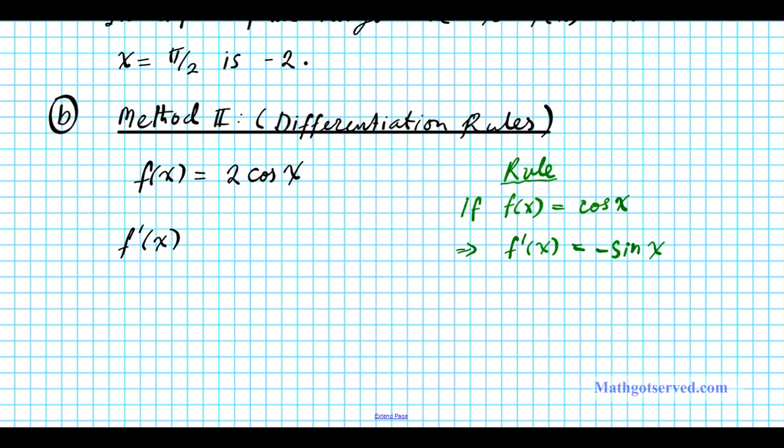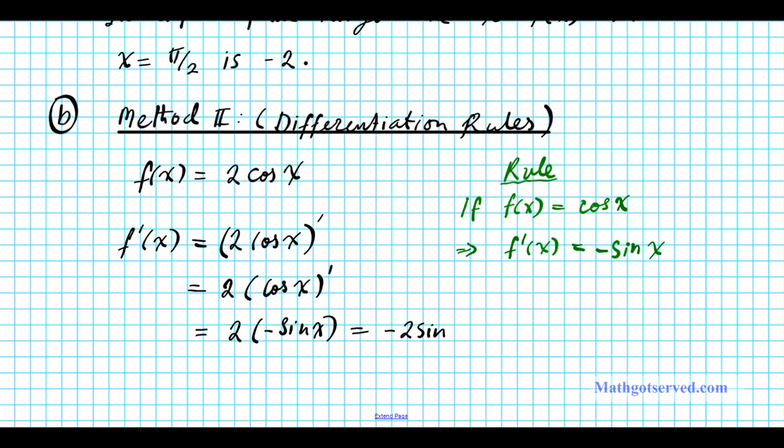f prime of x is going to be the derivative of 2 cosine x. We can always factor out the constant using the constant multiple rule of derivatives. So factor out 2 times the derivative of cosine x. Using our rule, we know that it's negative sine. So 2 times negative sine x, and then multiplying it out, you have negative 2 sine x.